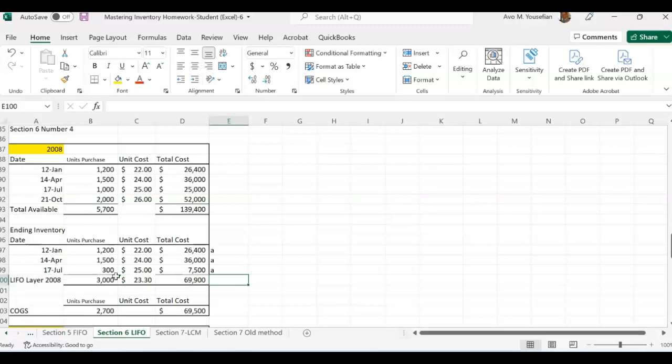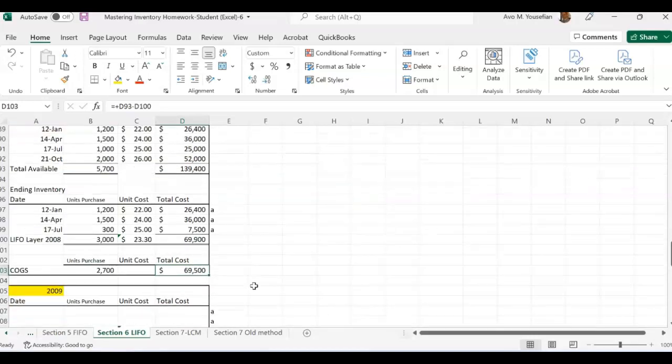So for 2018, what's the cost of goods sold? The 5,700 minus 3,000 left is 2,700 units sold. Okay? And what's the cost? The cost is the available amount less the LIFO layer of 2018. And that gives you $69,500 cost of goods sold. This $69,500 cost of goods sold goes into the income statement to calculate the gross profit. And $69,900 goes into the balance sheet as the ending inventory balance.